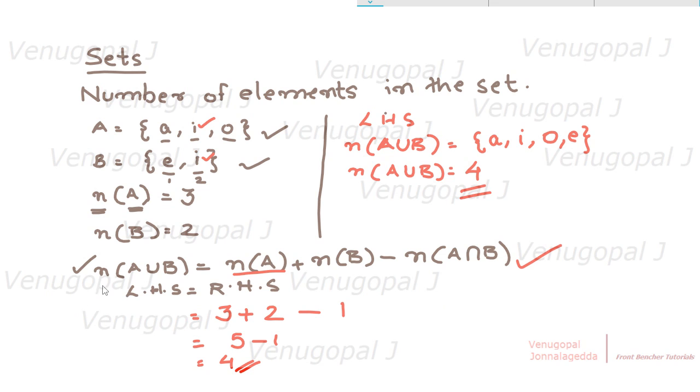Okay. So just remember, the number of elements of A union B is equal to the number of elements of set A plus the number of elements of set B minus the number of elements of A intersection B.